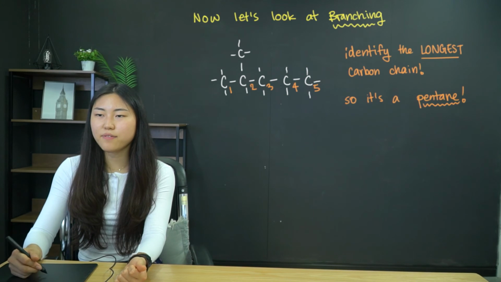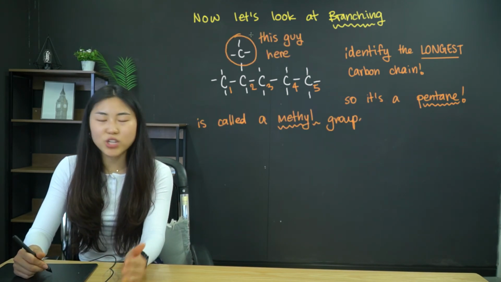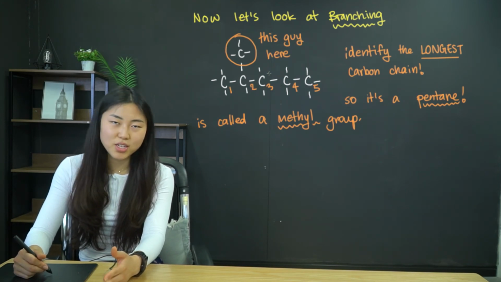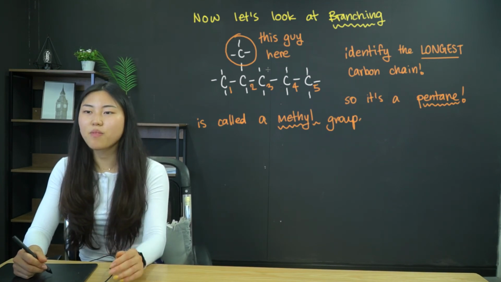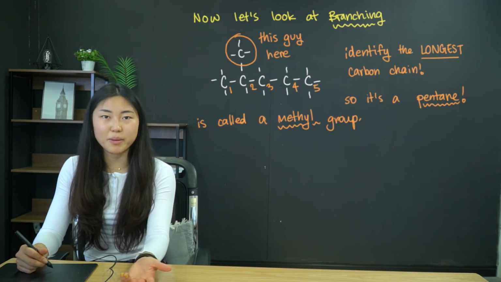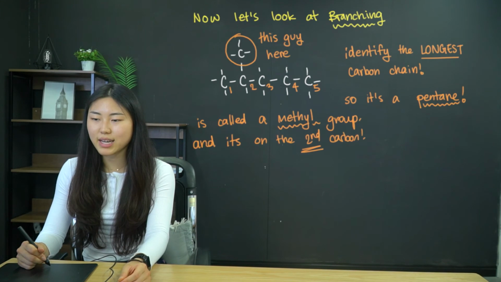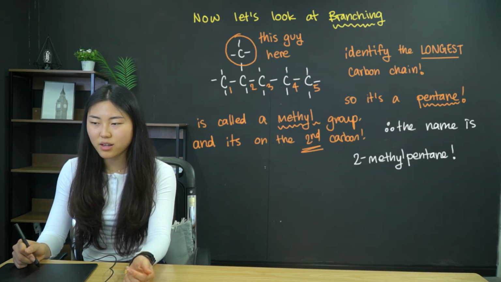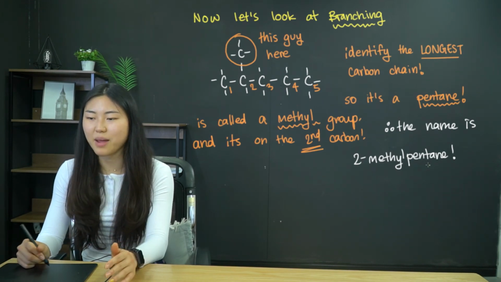And we have this guy over here, which is called a methyl group. So generally, branches that have just carbon and hydrogen, we just call them an alkyl chain, okay? Alkyl chain, and meth over here just stands for 1 carbon, okay? So we have a methyl group there, and it's on the second carbon. So the name would be 2-methyl and then pentane, okay? 2-methylpentane would be its name.